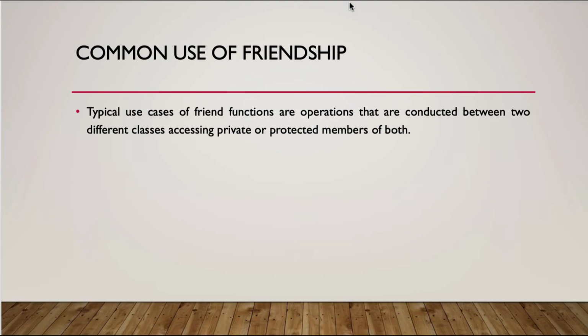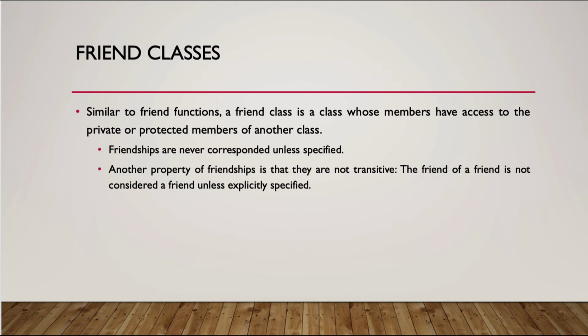So typically, friendship is used when friend functions are operations that are conducted between two different classes accessing private or protected members of each other. So basically, you have two different classes and they have to kind of talk to each other for whatever reason. And when those objects want to access the other class's private or protected members, you can use friendship so that you don't need to go through a lot of getters and setters and all those hassles that you have experienced before when you started learning the classes and objects.